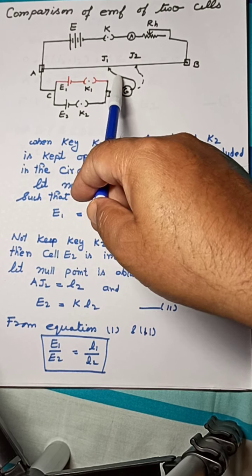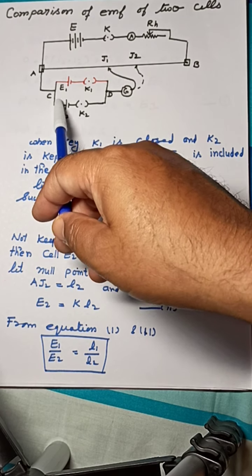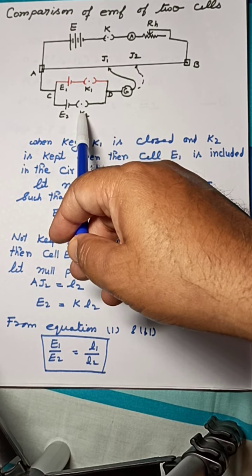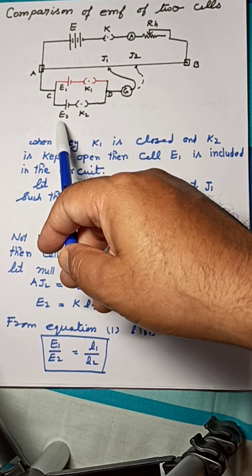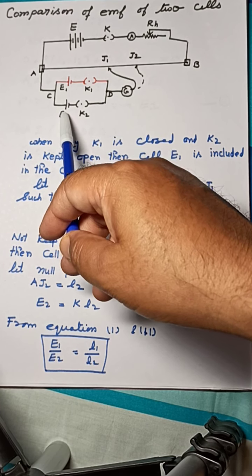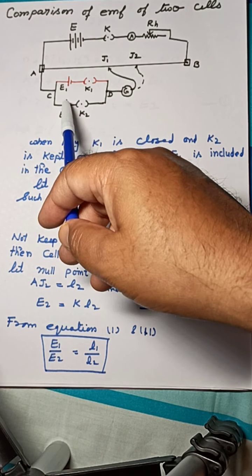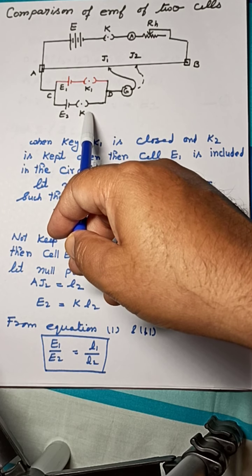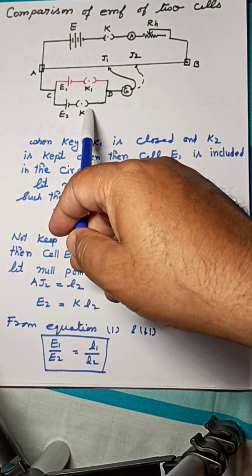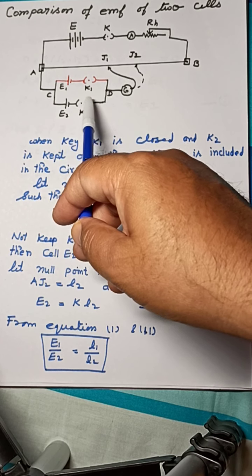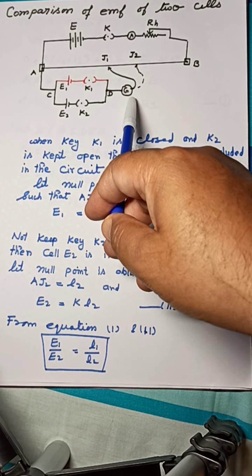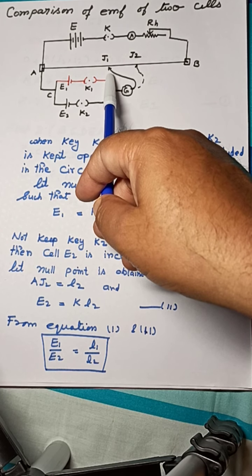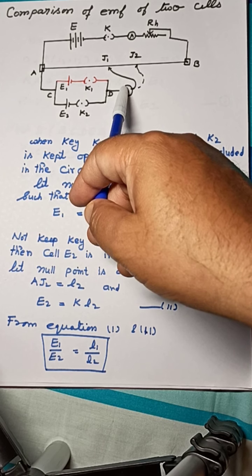And the downward circuit, you can see, is called the auxiliary circuit, where we are going to use the potentiometer. In this one you can see two cells of EMF E1 and E2 are connected in parallel to each other, also with two keys K1 and K2. This K1 and K2 both are connected between C and D. D is connected to the galvanometer and the other end of the galvanometer is connected with J1. I hope the circuit is clear to you.